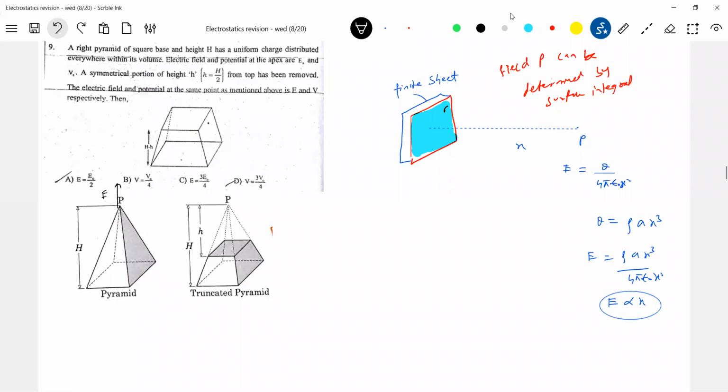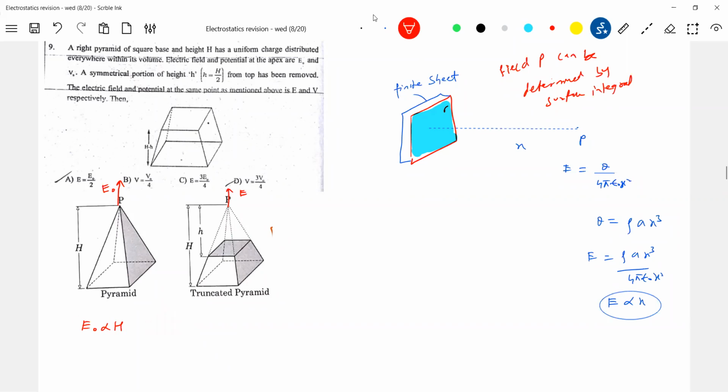I'll mark it with red arrows. This can be asked. Logical thinking questions should not be asked. No, E is proportional to X, or E naught will be proportional to H. Similarly, E dash should be proportional to the height.